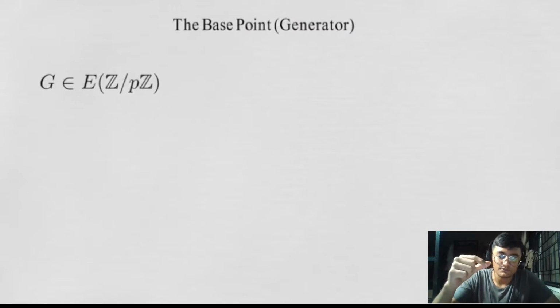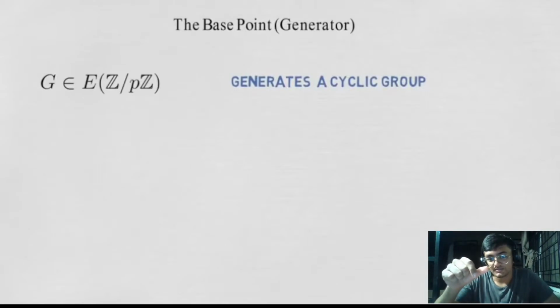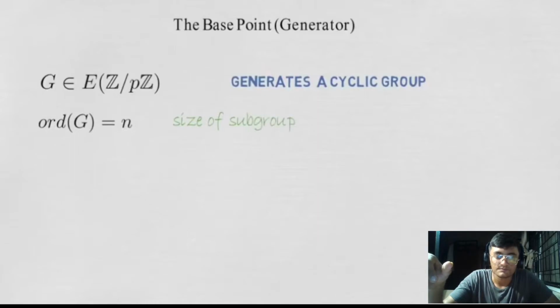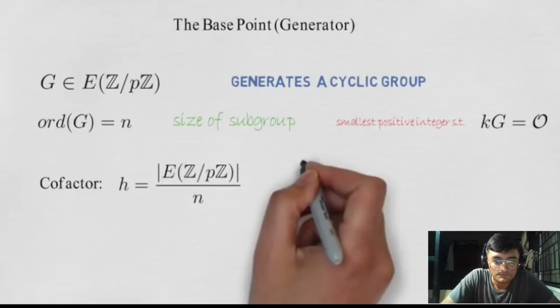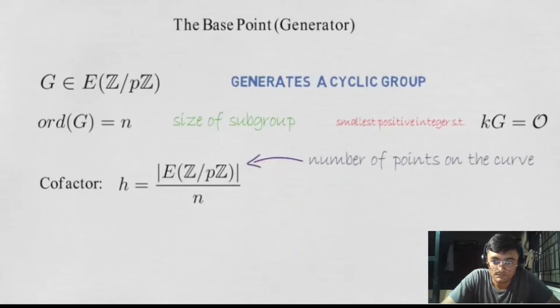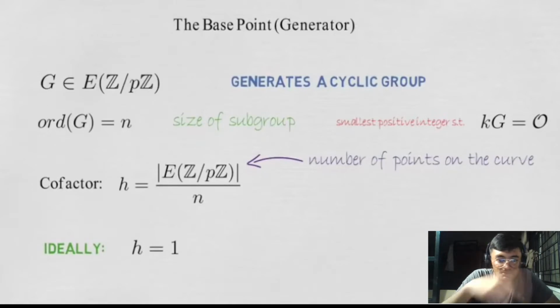The final step is the base point generator. G is the base point that generates the cyclic group, so we can reach any point by repeated addition of G. n is nothing but the size of the subgroup. Here cofactor 1 is ideal for this case.